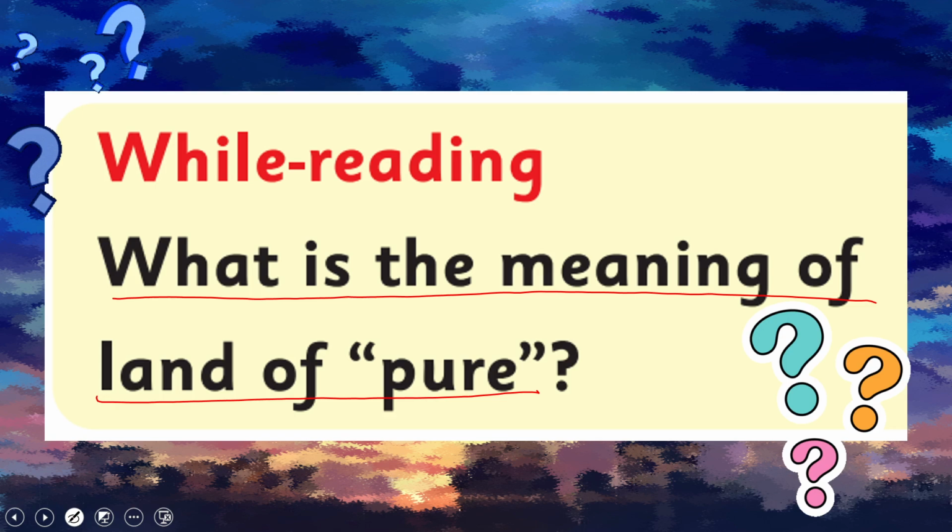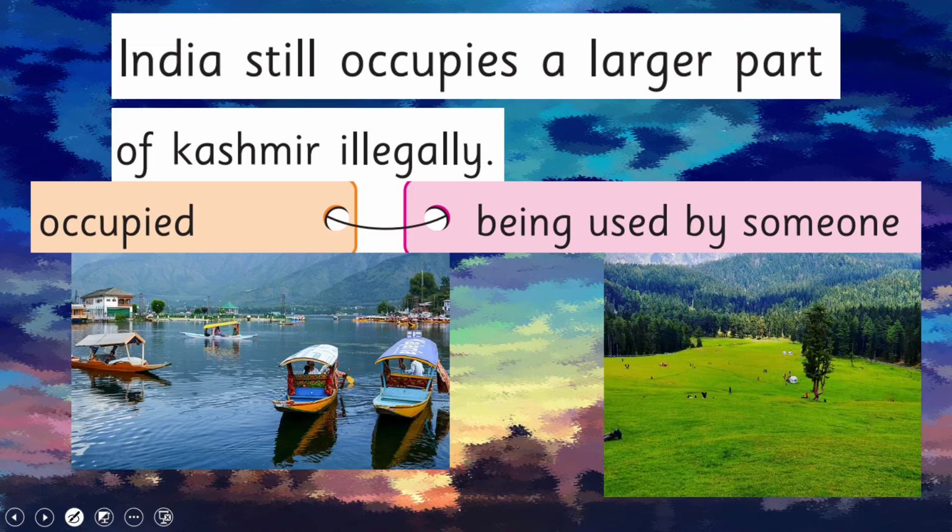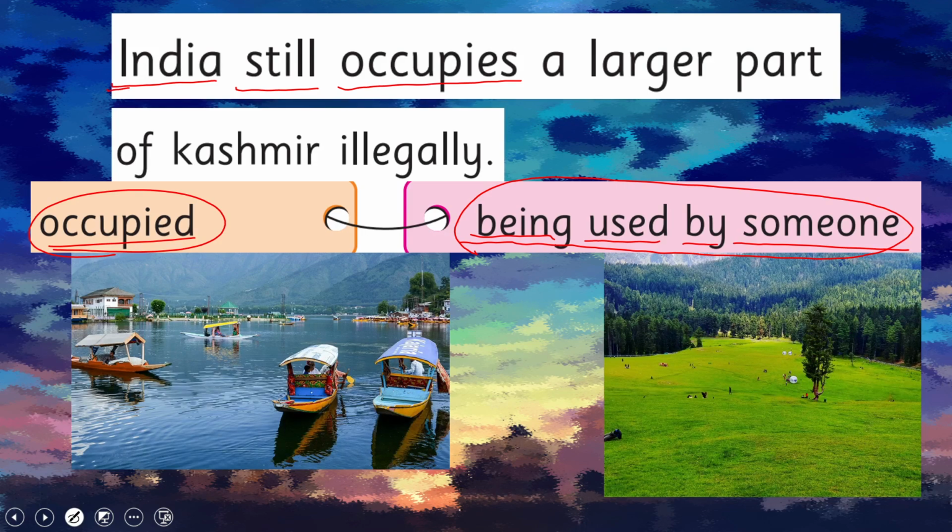Yes, my dear students. India still occupies. And what does occupied mean? Being used by someone. It is something which has been taken by force, that is known by occupied. So India still occupies a larger part of Kashmir illegally. Okay, so the part of Kashmir that is with India, they have taken it unlawfully by force.